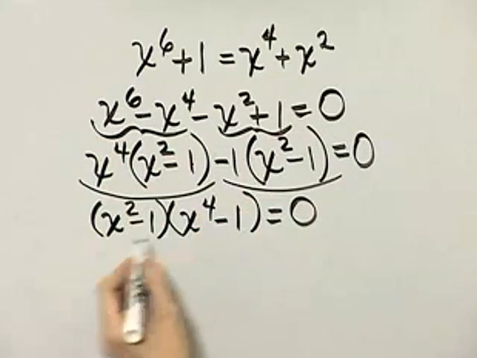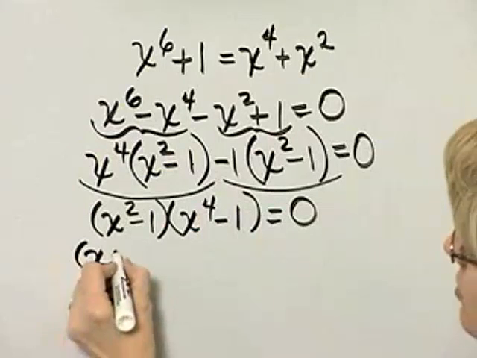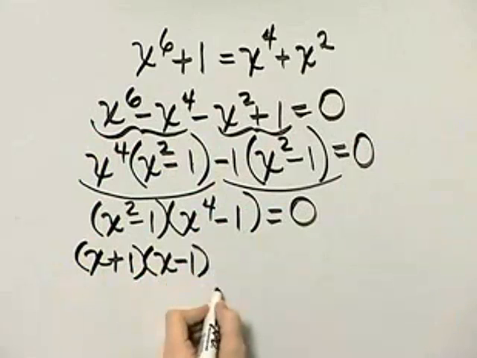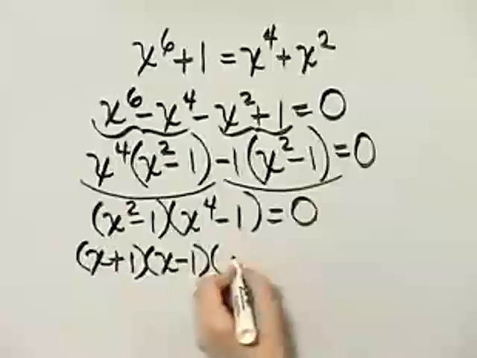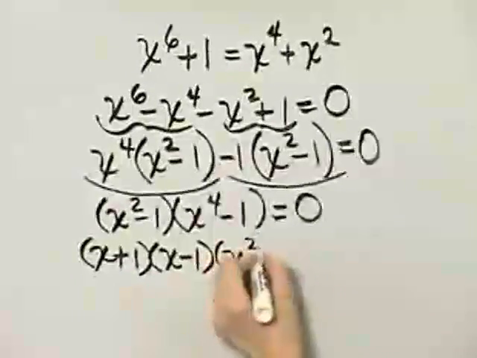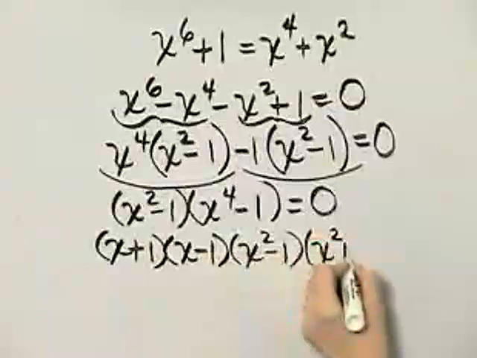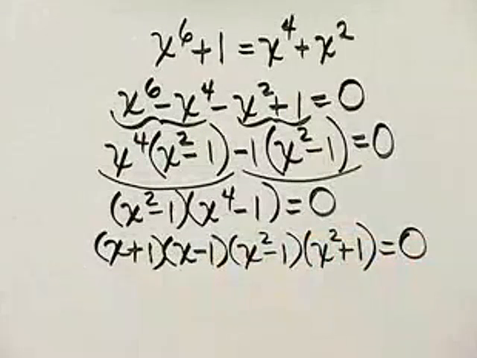This is the difference of two squares, so this factors as x plus 1 times x minus 1. Then this is the difference of two squares. This factors as x squared minus 1 times x squared plus 1 is equal to 0.